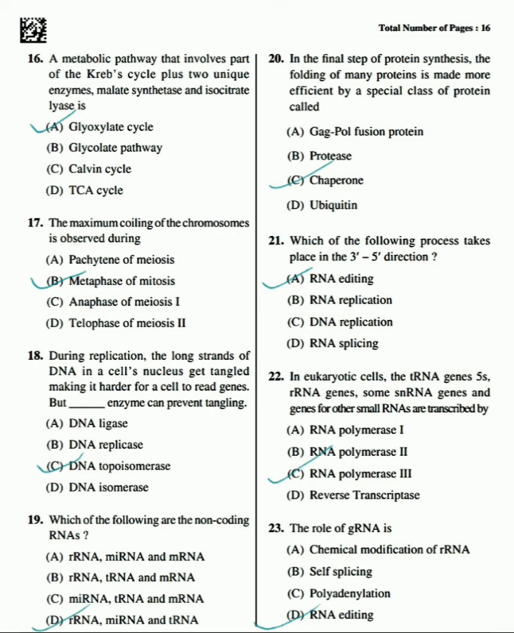Next, in eukaryotic cells, the tRNA genes, 5S rRNA genes, some snRNA genes and genes for other small RNAs are transcribed by RNA polymerase 3. RNA polymerase 1, 2 and reverse transcriptase have no role here. Our correct option is option C.